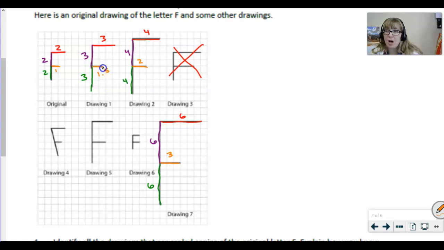In other words, the arm is half of the top. Half of 3 is 1.5. Half of 4 is 2. Half of 6 is 3, and all the way back at the original, half of 2 is 1. So we're keeping our proportions. Everything's kind of growing at the same rate or shrinking at the same rate.